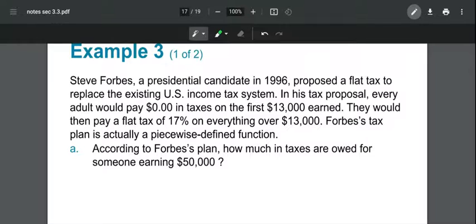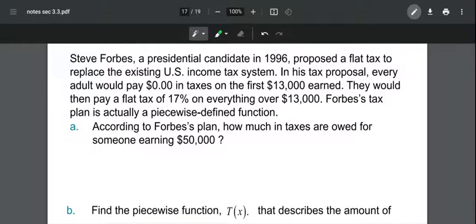So to understand this plan, that means that a resident of the USA won't pay taxes on the first 13,000 which they earn, and then for the remaining money which we earn, we have to pay 17% to the government, which means 0.17 of the remaining money which we earn. People won't pay taxes on the first 13,000 earned. So let's see what they're asking.